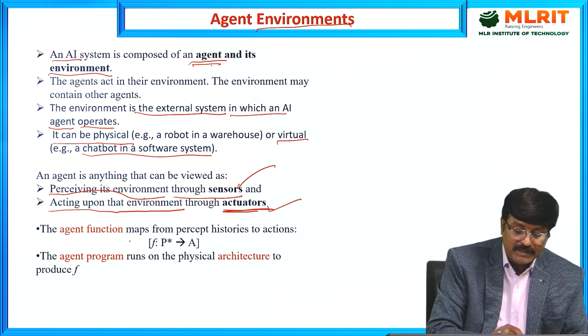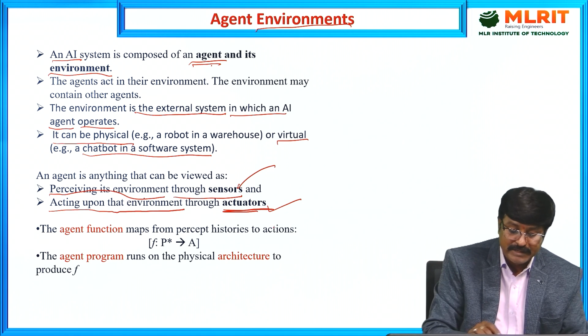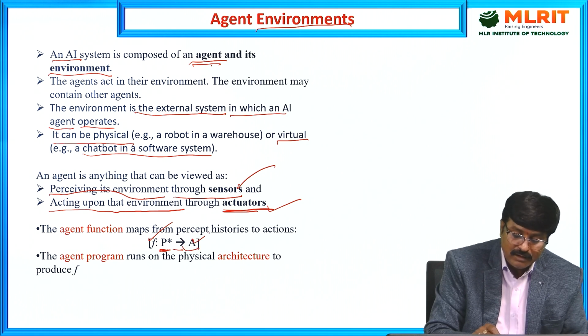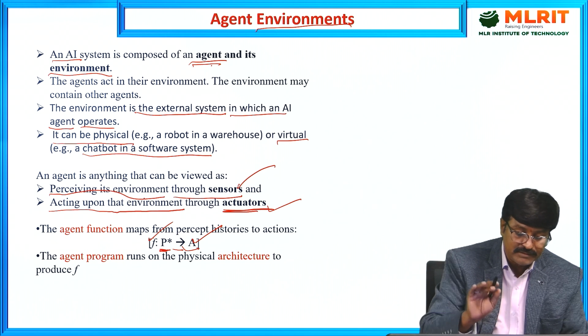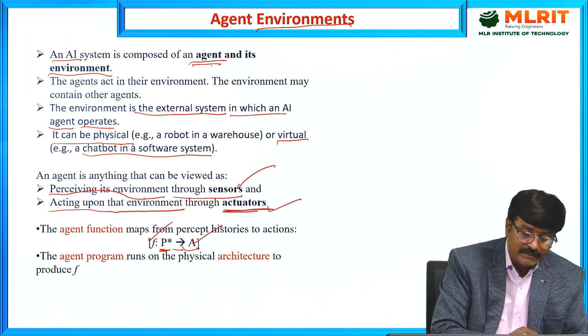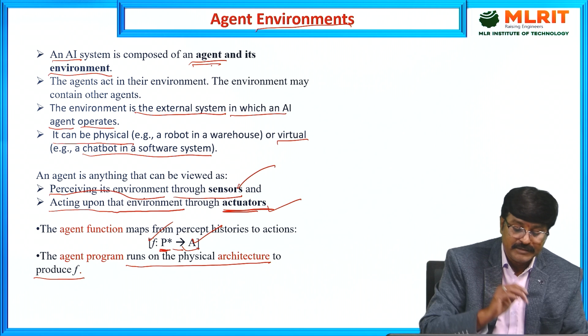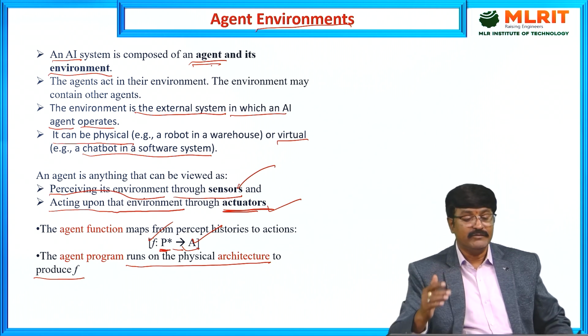So the agent function maps from percept history to actions. The agent function f: based on the perceptions it takes the decisions, and based on the decisions the action is performed on the environment. So the agent function is important. Whatever program you write, it maps the perceptions to the actions. The agent program runs on the physical architecture to produce the agent function. So these are the agent and environment.